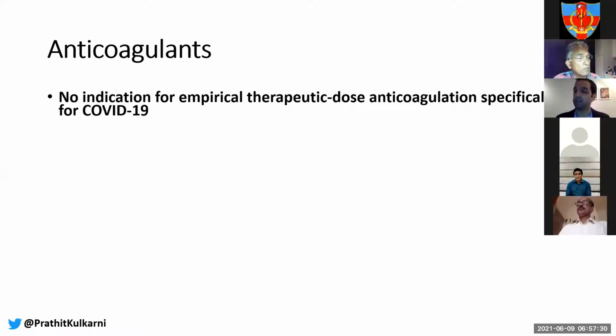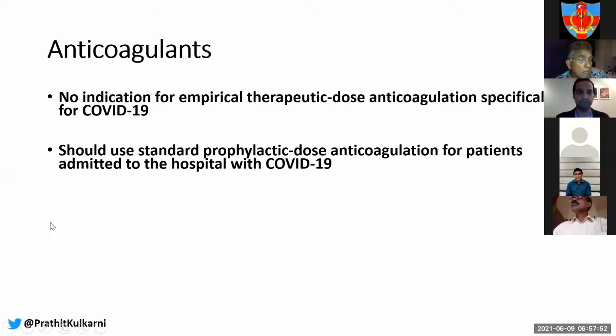In fact, there was a big trial published just 2 months back in the journal JAMA, which evaluated empiric therapeutic anticoagulation for patients in the ICU with COVID-19. There was no benefit on mortality, no benefit at all. So the evidence does not support empiric therapeutic dose anticoagulation for patients with COVID-19. You should use standard prophylactic dose anticoagulation for patients admitted to the hospital, either heparin or low molecular weight heparin.